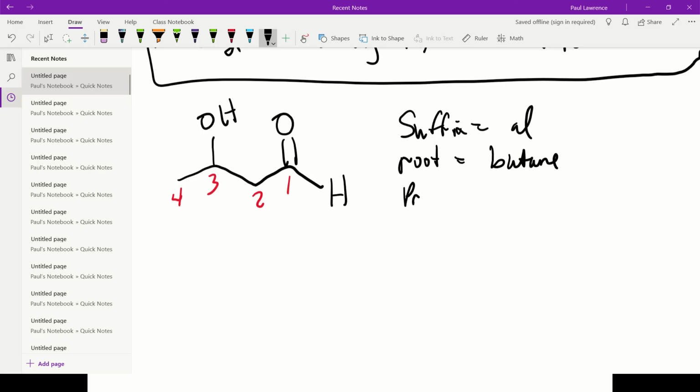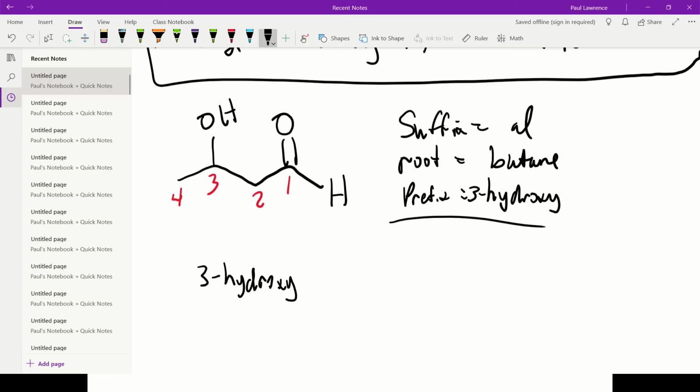What about a prefix? It's the same as above. That's a hydroxy. What carbon is that hydroxy attached to? Number 3. Now we put this all together. We find our substituents and our prefixes. We only have 1, so it's 3-hydroxy butanal.